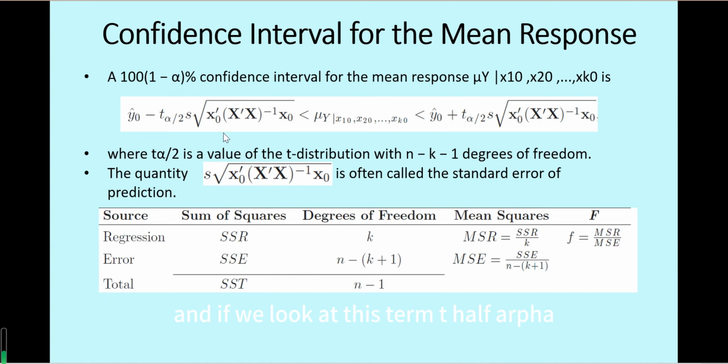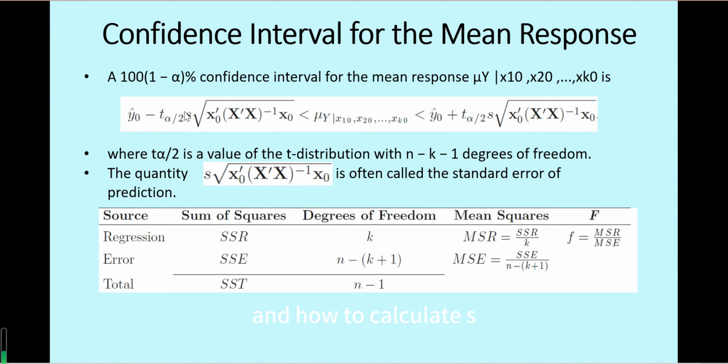And if we look at this term, t half alpha is the critical value of the t-distribution with n minus k minus 1 degrees of freedom. K is the parameter number, how many independent variables in the model.